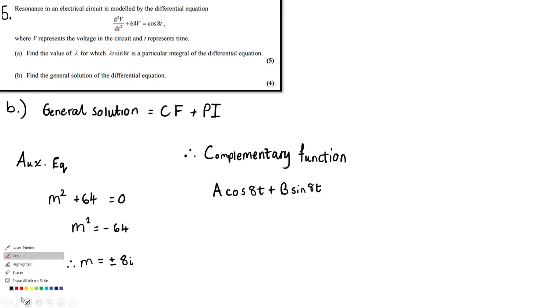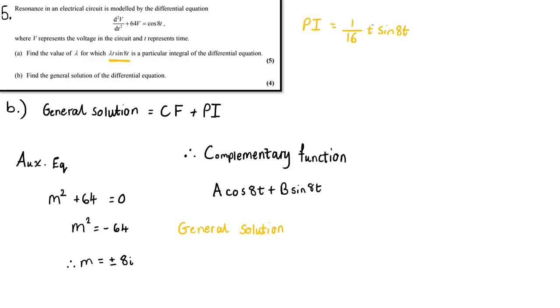So again, if we do this in a different pen color, just highlight that this is the solution. So the general solution here is given by the complementary function, which is a cos 8t plus b sine 8t, plus the particular integral, which we had in part A here. So if we just write the particular integral down again at the top. For the particular integral, we worked out the value of lambda, it was 1 over 16. So our particular integral is 1 over 16 t sine 8t.